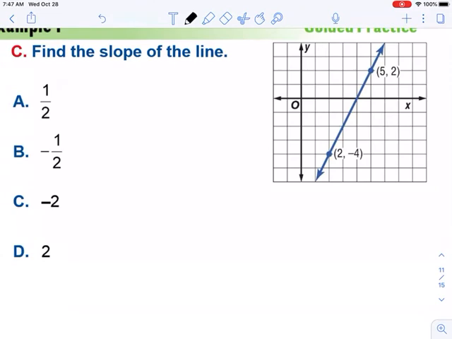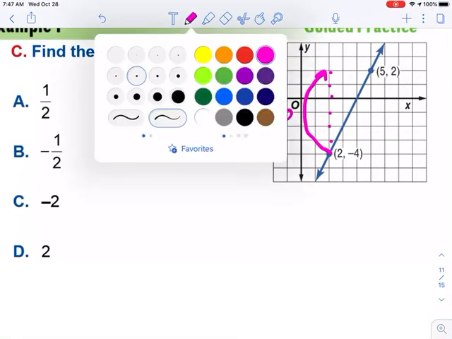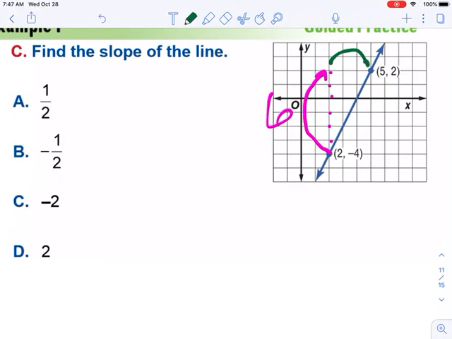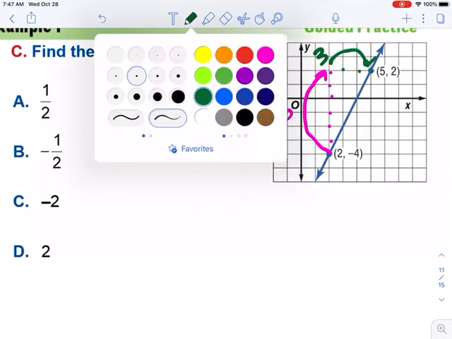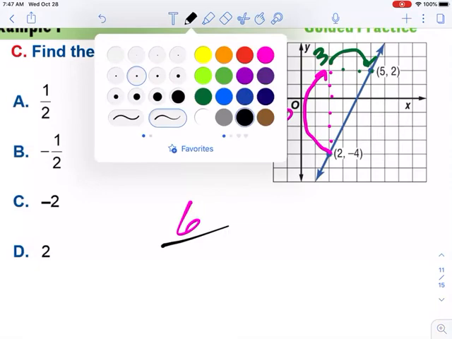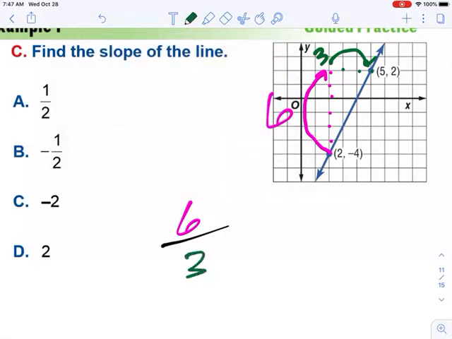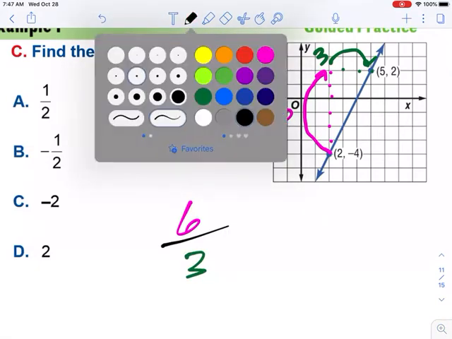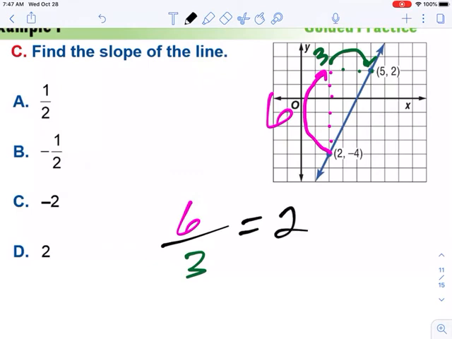Find the slope of the line. Okay, we're going to rise it. We're going to count from here to here. 1, 2, 3, 4, 5, 6. We're going to run this way. 1, 2, 3. Okay, so we have 6 over 3. 6 over 3 is 2. D. Slope is 2.